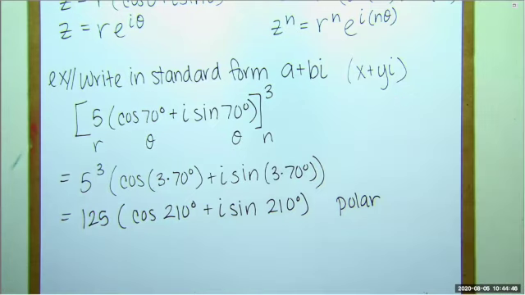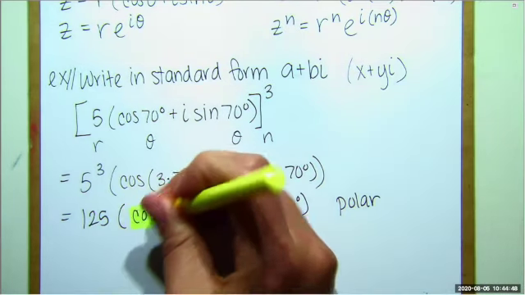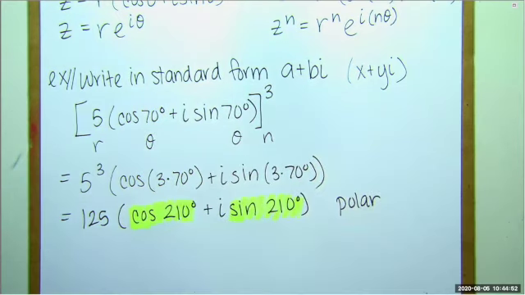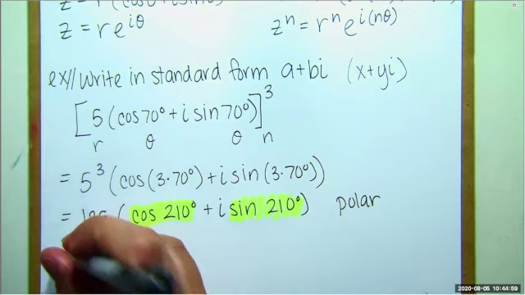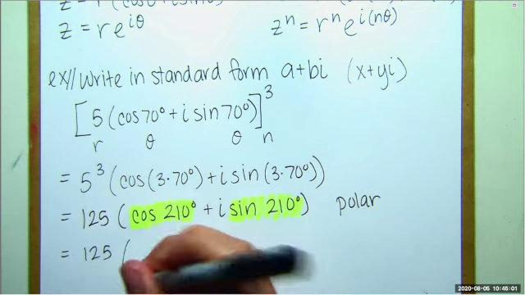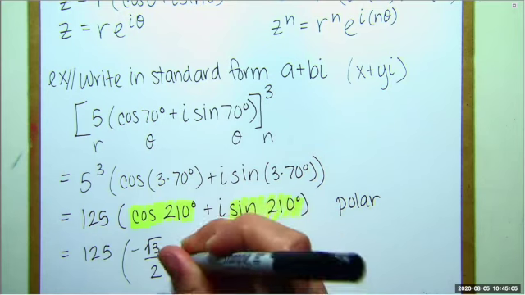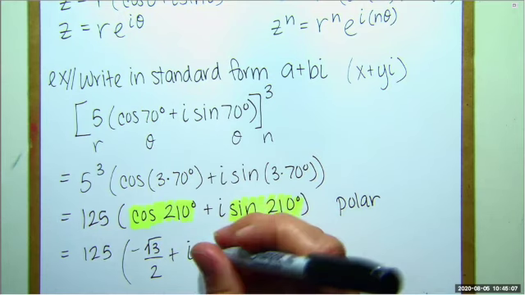So the next thing we need to do is evaluate cosine of 210 and evaluate sine of 210. So get values for those. These boil down to the 30, 60, 90 triangle. So we can do this by hand, or you can use a calculator if you'd like. So cosine of 210 is negative root 3 over 2. Sine of 210 is negative 1/2.